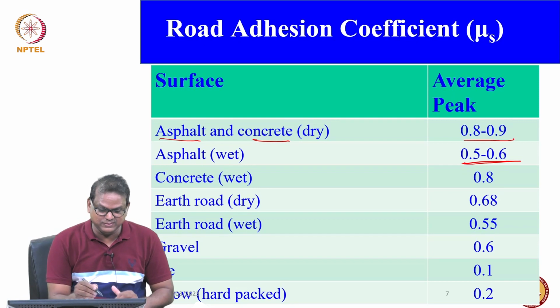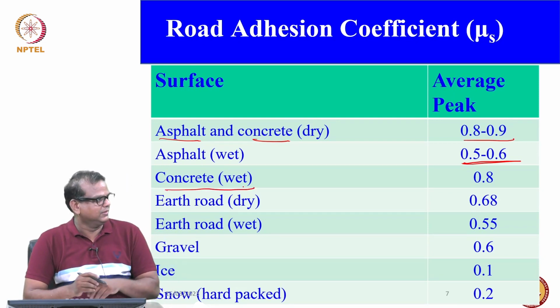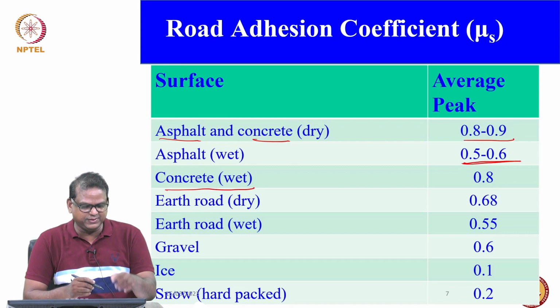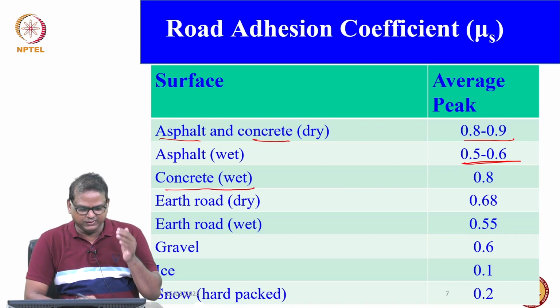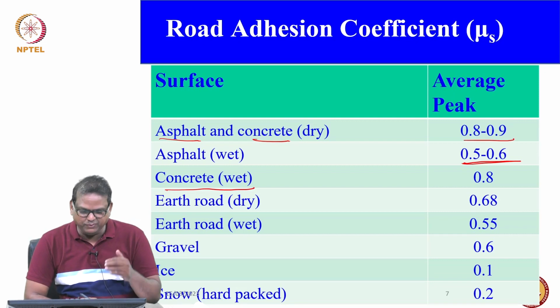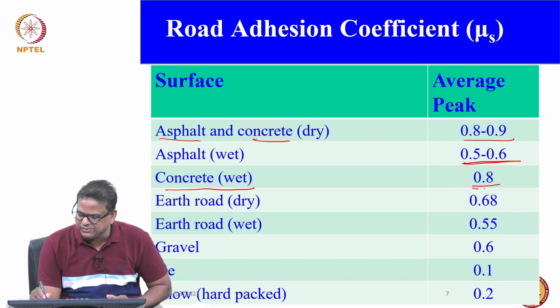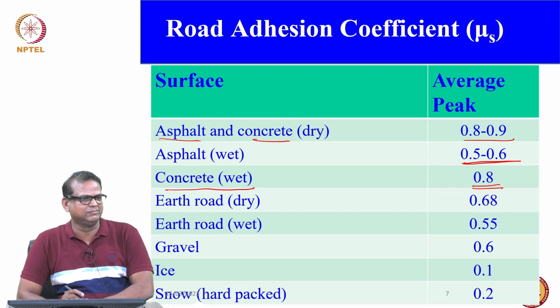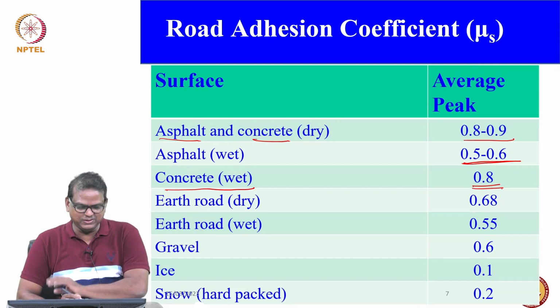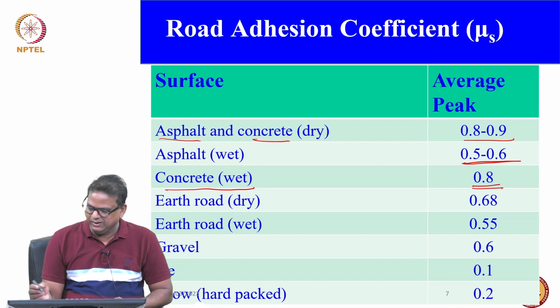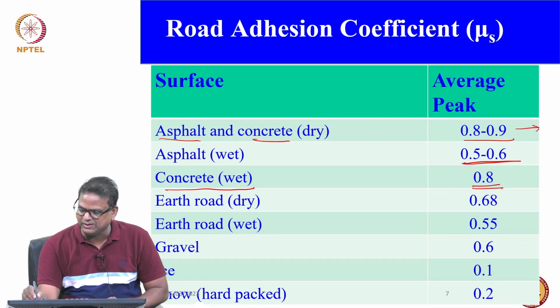But look at concrete surface, as I said earlier, asphalt is nothing but your tar road. With concrete, even in wet condition, the road adhesion coefficient is almost the same. Now you know why concrete roads are preferred over asphalt. That is the highest value you see, and this is the lowest value.